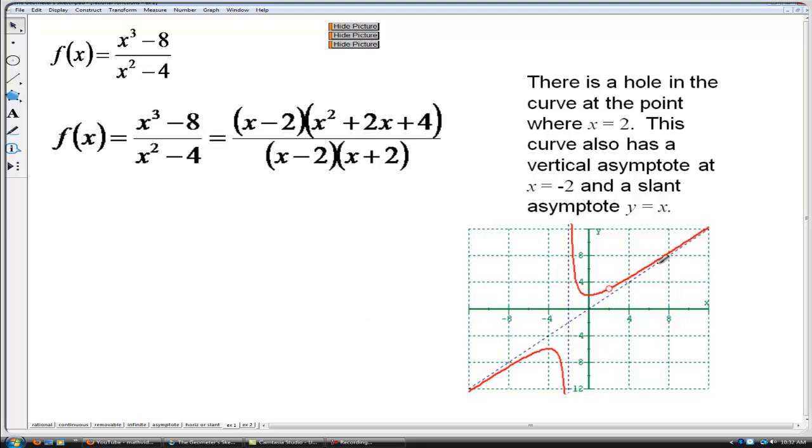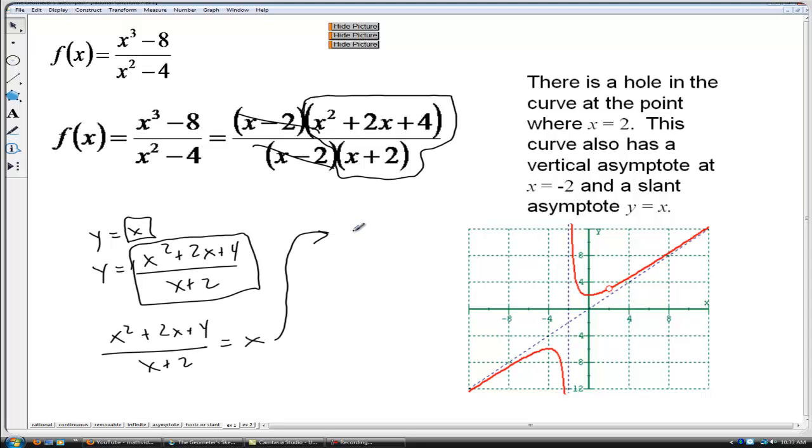Now, to answer the question about whether or not the graph crosses the slant asymptote, what we would do is simply take the equation of the slant asymptote and set it equal to our simplified rational function. We would then solve for x. And now you can see that when I subtract x squared from both sides and 2x from both sides, I get 4 equals 0, which tells me there are no solutions. So in this case, the asymptote would not be intersected by the graph.